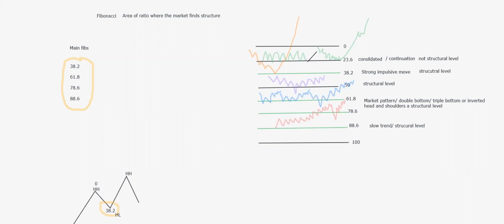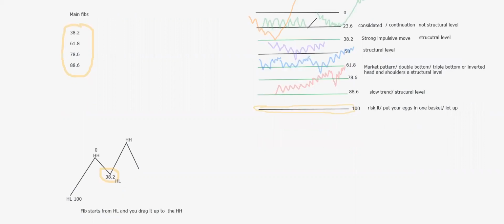When price lands on 100%, this is pretty much, if price lands here and finds support, just risk it. Put all your eggs in one basket. Quote unquote, lot up. Go with a bigger lot size, over leverage a little bit, right? But you have to know that price has found support on that level. Because we know 100% is usually always the last high low.